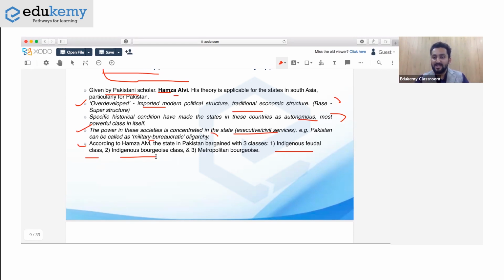The indigenous bourgeois class means original Pakistani corporates. There were some mills in Pakistan, right? I'm talking about the time of Hamza Alvi, who died around 2003. Now, the metropolitan bourgeois means there are some corporates who have links to other areas. For example, in Pakistan there may be some companies from other nations. So the state has to manage them also. Actual power lies with the state. So the state is not an instrument. In the instrumentalist perspective, the state is an instrument of one class. But according to Hamza Alvi, the state is not an instrument of one class; the state manages different classes.